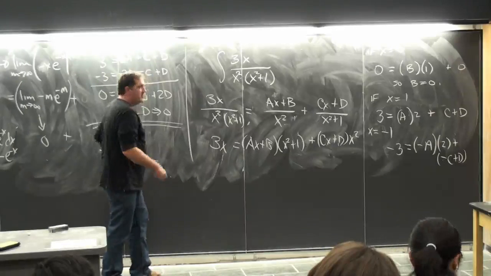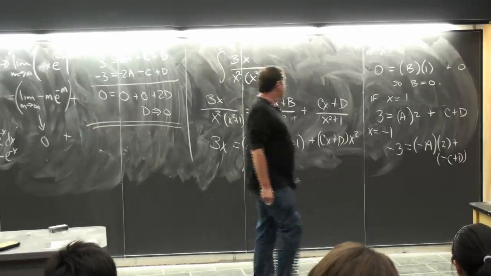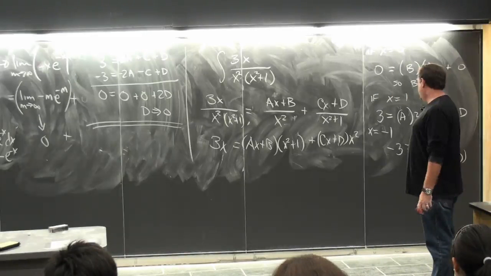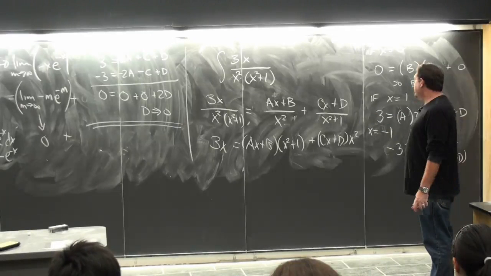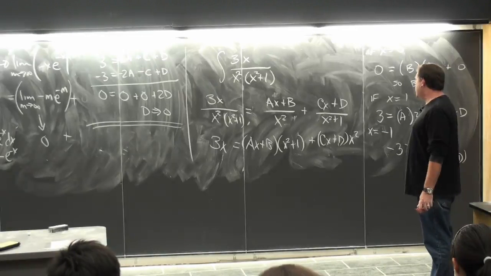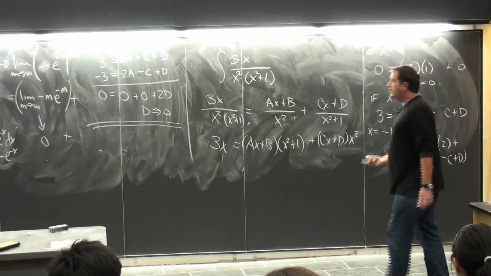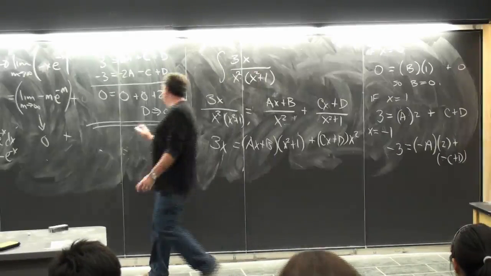So I need to get another equation. So what other equation can I use here? Well, I notice here, if I multiply this out, that ax cubed plus cx cubed equals 0. So I know a plus c is 0.